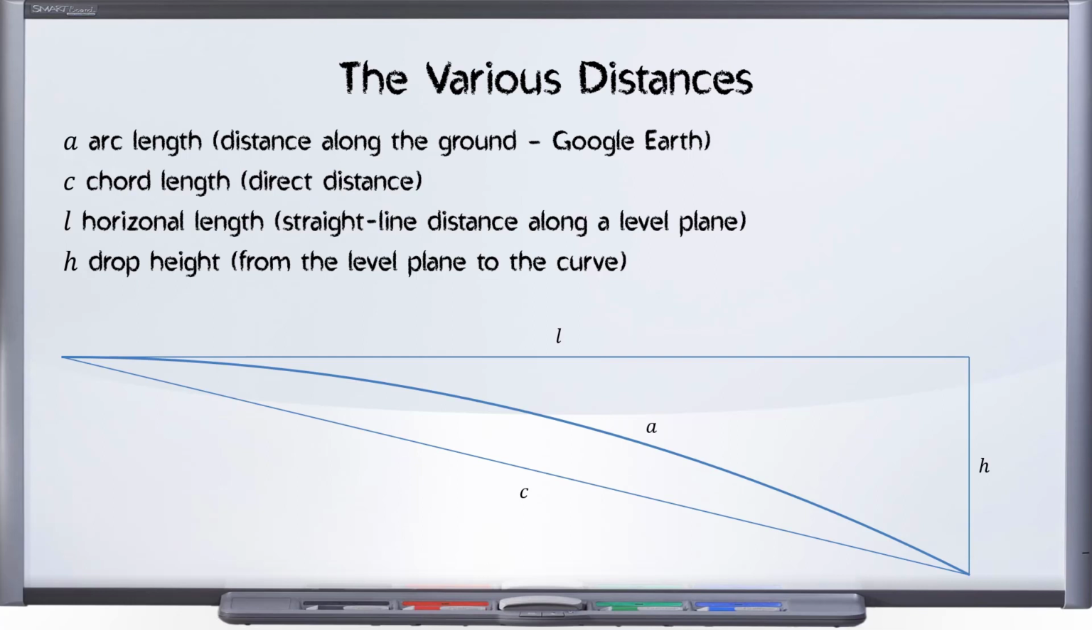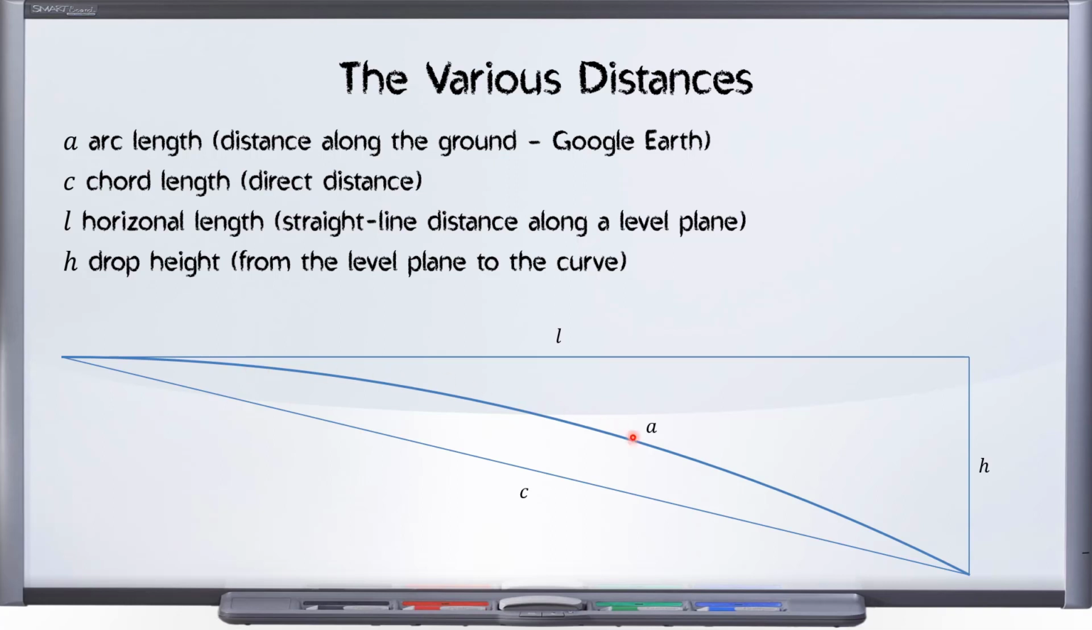As I mentioned before, we're about to discover that there's more than one way to measure this distance. The reason for that is because in a globe model, there are multiple different ways to measure distance. Let's show a little diagram here so I can explain what I'm talking about.